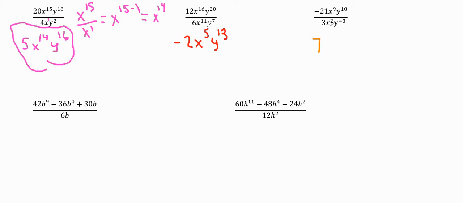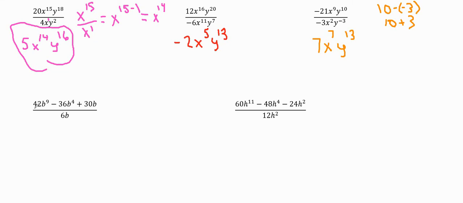For the x's, 9 minus 2 there will be a 7. And for the y's, y to the 10th divided by y to the negative 3, it's really 10 minus a negative 3, so we have to be careful. When two negatives are next to each other like this, subtracting a negative number is the same thing as adding. So this is going to be 13. And our answer will be 7x to the 7th, y to the 13th.